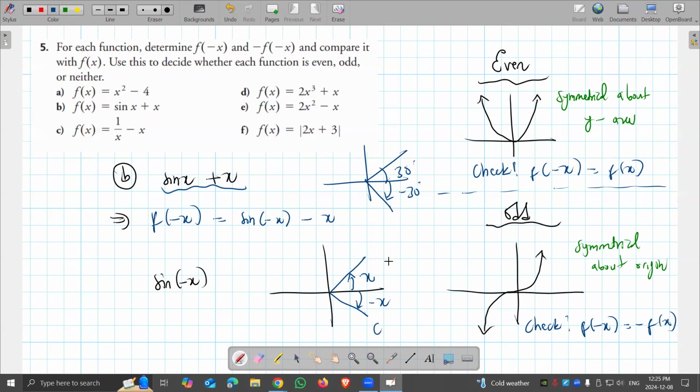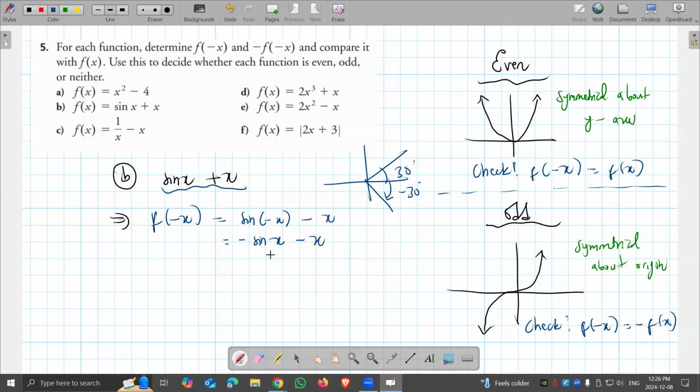You were using the CAST rule, C-A-S-T. It's negative. So sine of negative x is equivalent to negative sine of x, because sine is negative in quadrant 4, so that negative sign comes outside. On the other hand, if it was cos of negative x, that would be equal to cos of x. The negative sign disappears because cosine is positive in quadrant 4. Okay? So we get this.